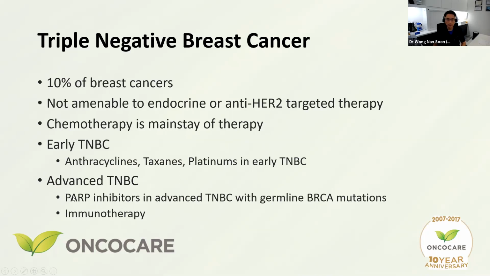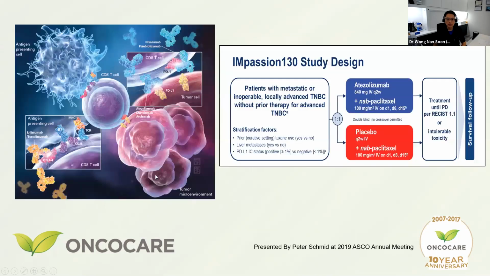Immunotherapy is something very new for triple-negative breast cancers. It's been around for some time to treat other types of breast cancers, but now we're starting to see a benefit within this subcategory of breast cancers. So this is a slide showing how immunotherapy works.